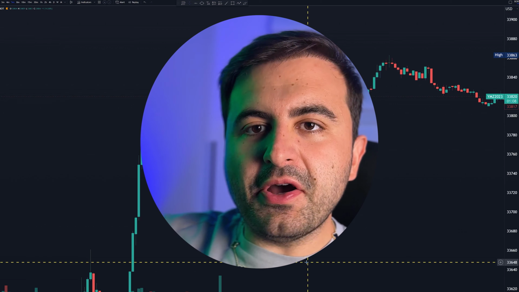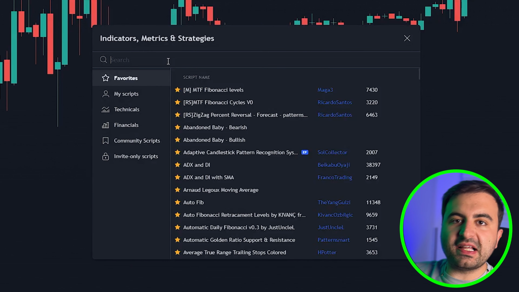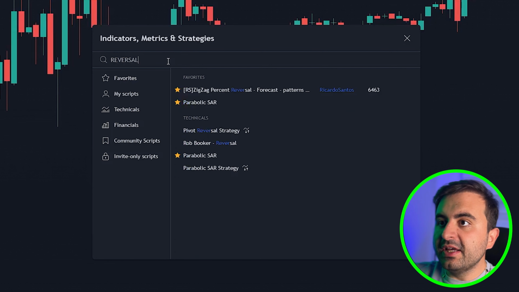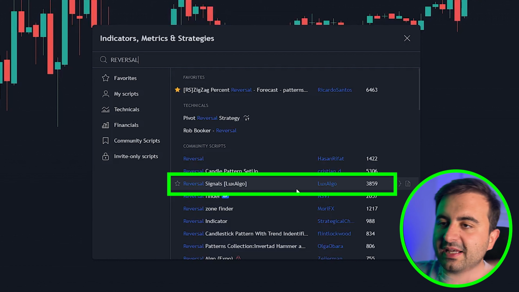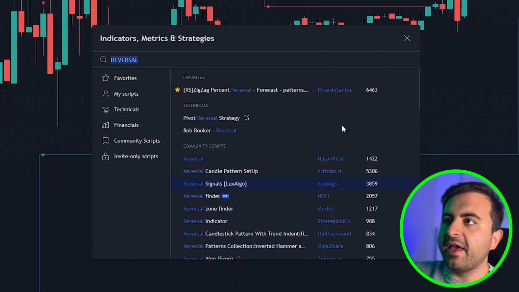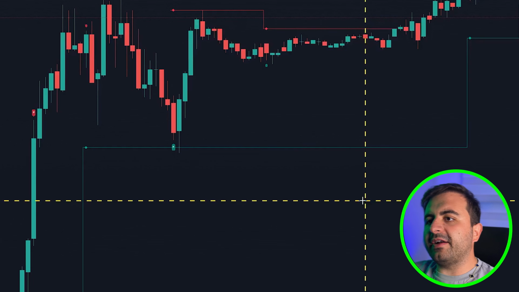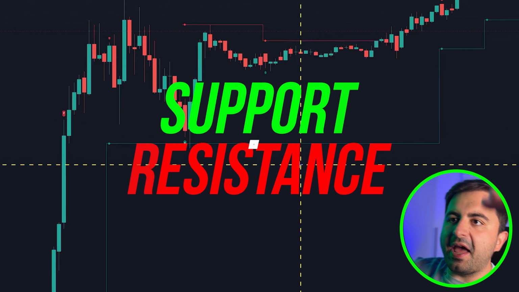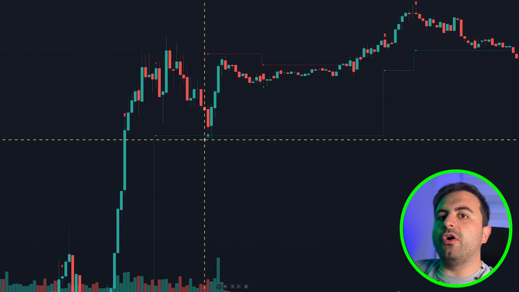Ladies and gentlemen, open up your empty TradingView chart and head over to the indicators tab, then search for reversal signals and you will see an indicator from Lux Algo. Click that to add it to your chart. After you add the indicator, you will see that your chart has some support and resistance lines as well as some signals.